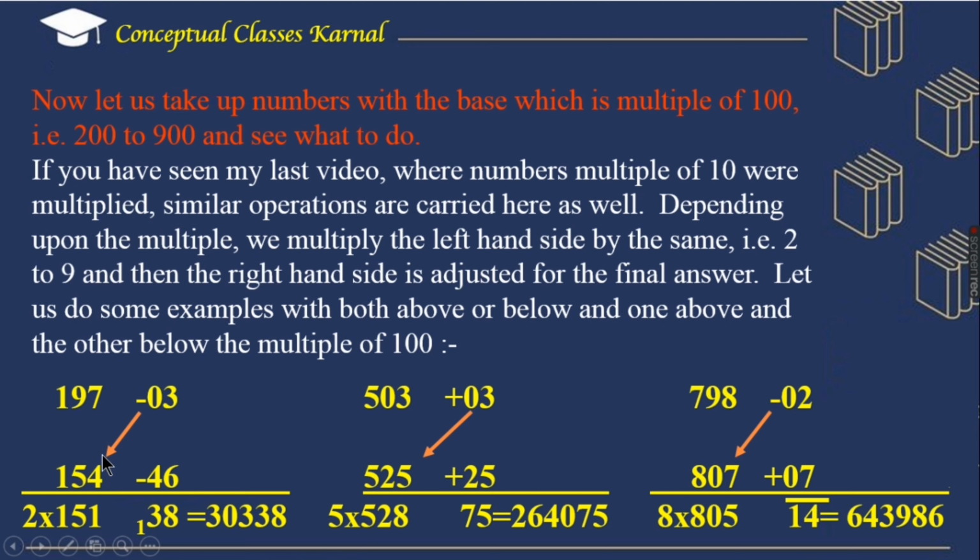So this side is to be multiplied separately with the factor which is a multiple of 100. So on the left hand side you have 2 zeros here, and then this 138 is to be added to that.